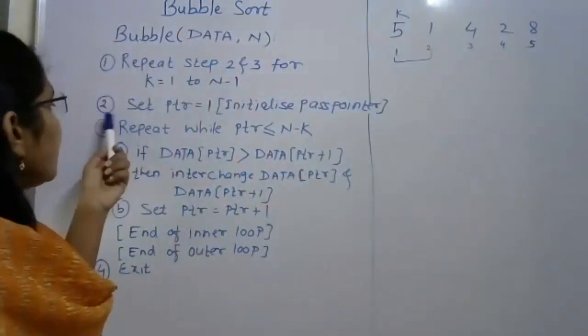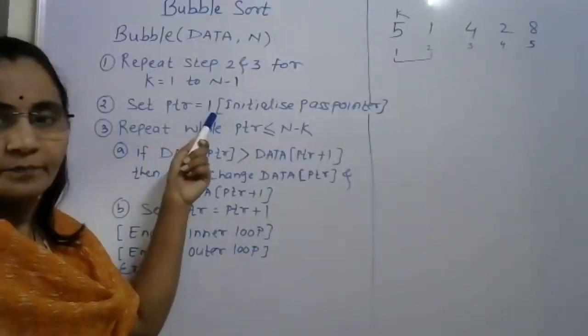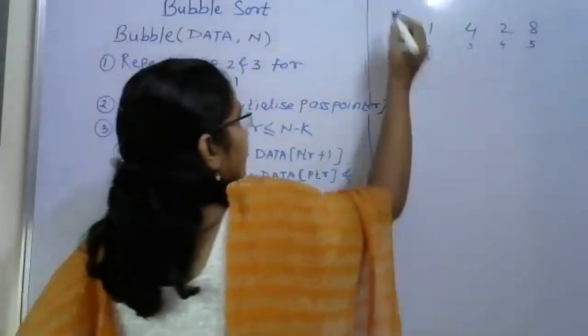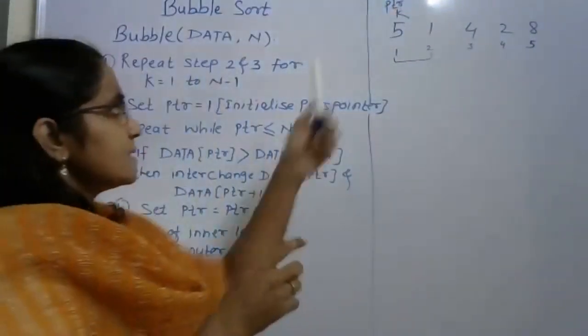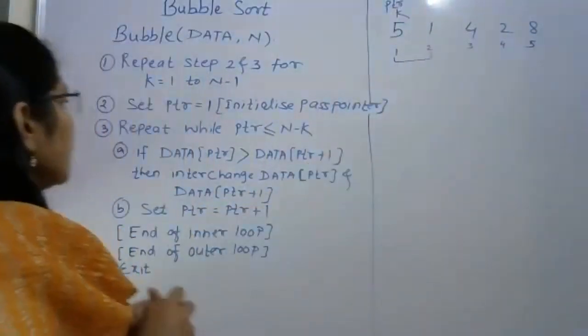Okay, now the second step: set PTR equal to 1. So where is 1? This is the 1. And now once again the PTR is here. This is PTR and this is K.